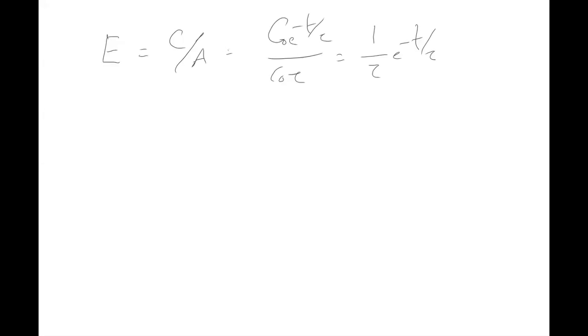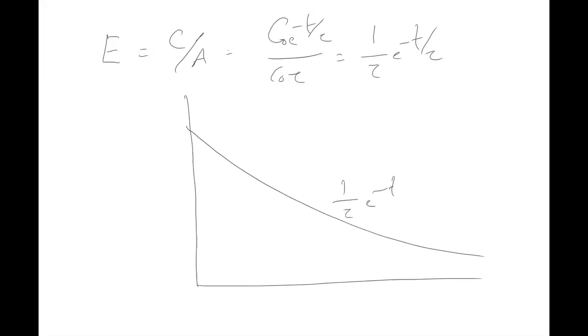Then what is the E coordinate? It is C by area. C is C naught into e power minus t by tau, divided by C naught into tau. So the E curve is 1 by tau into e power minus t by tau. This is E versus time for a CSTR.